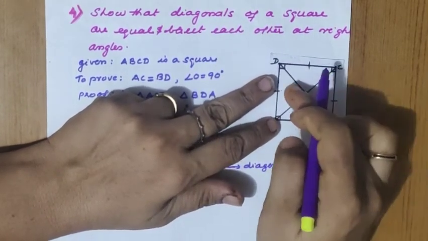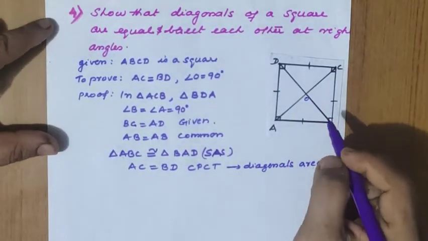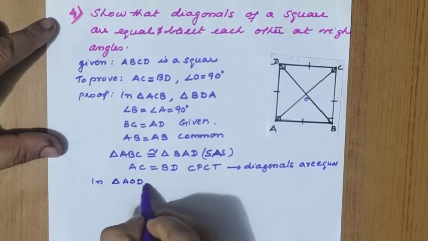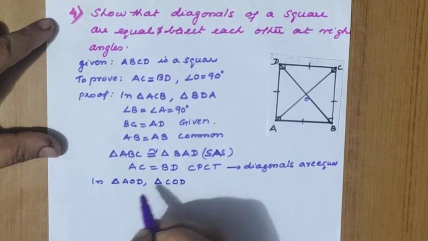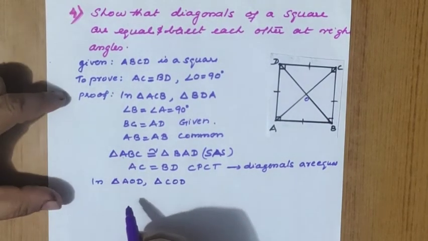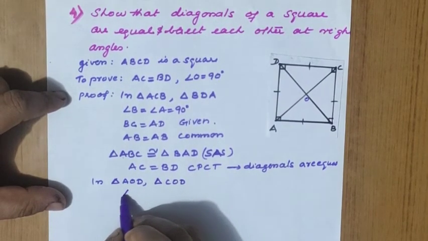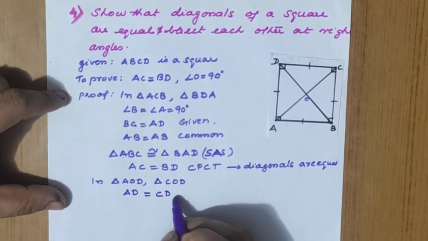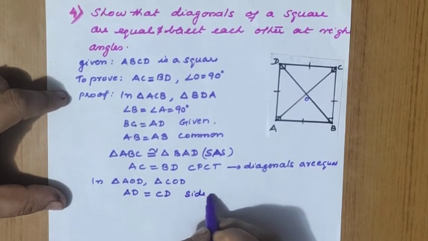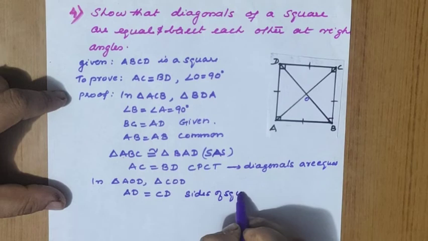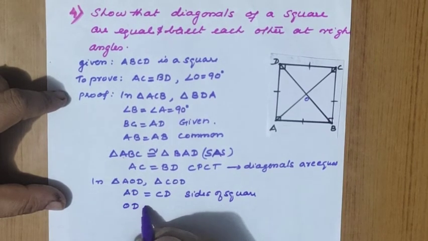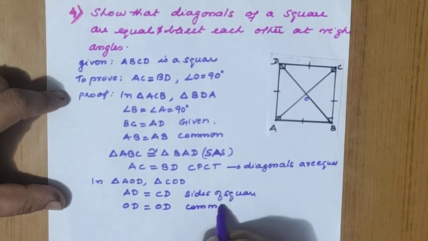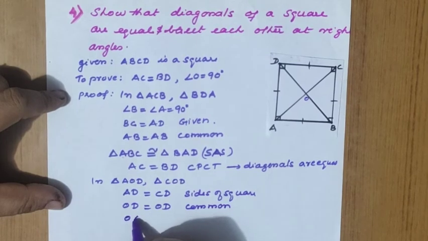For getting angle O, we should take two consecutive triangles. So let us take adjacent triangles: triangle AOD and triangle COD. So already we can write that AD equals CD, sides of the square. OD equals OD, common. Now OA equals OC we can write.